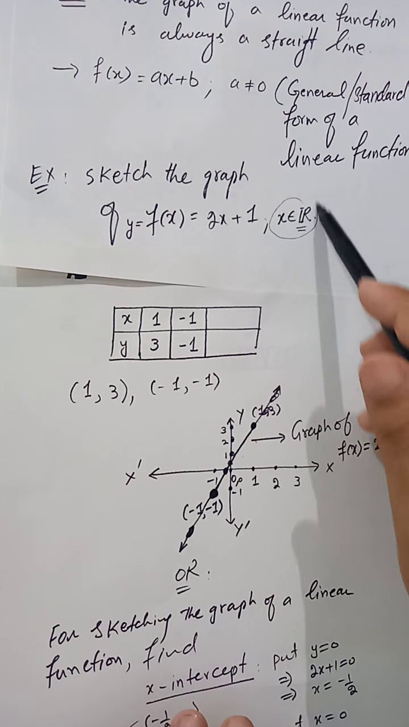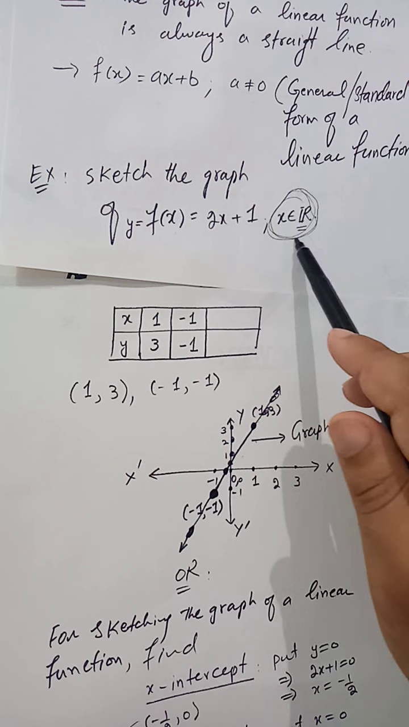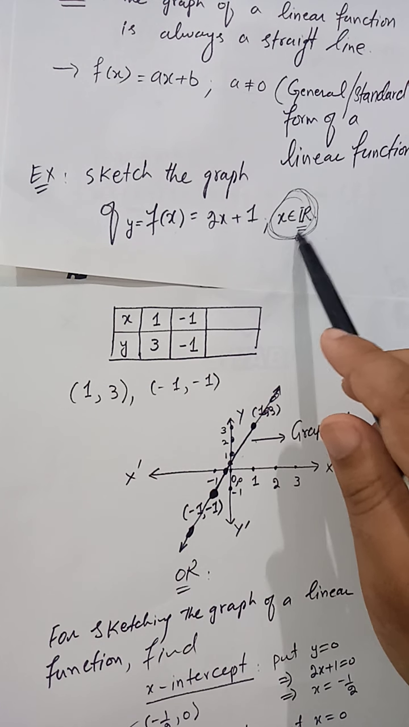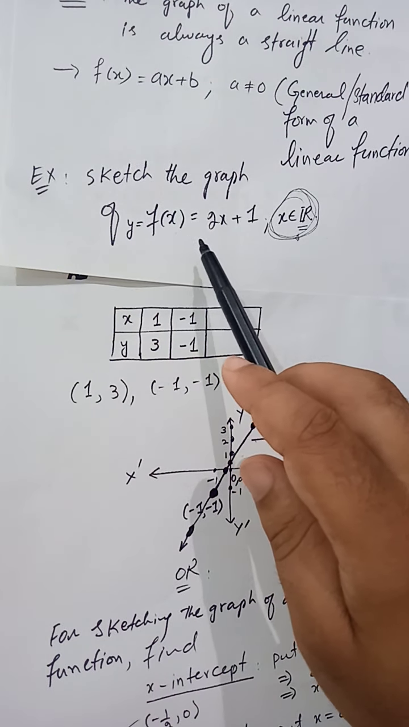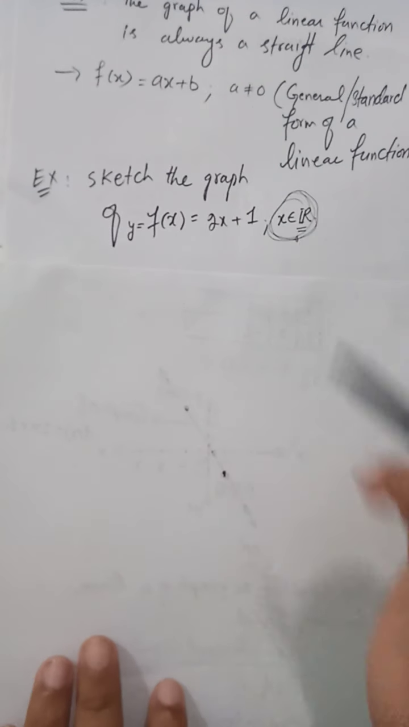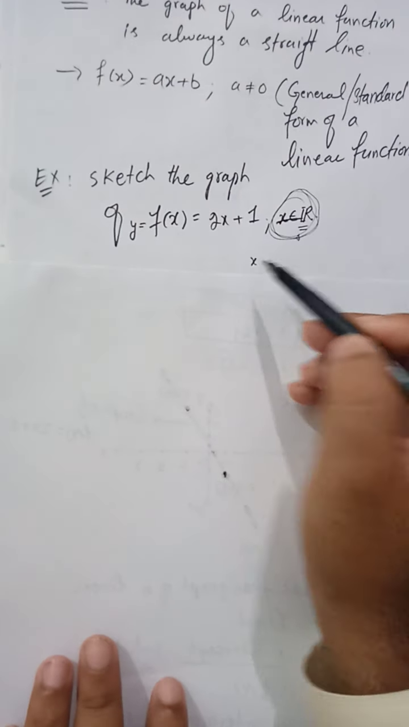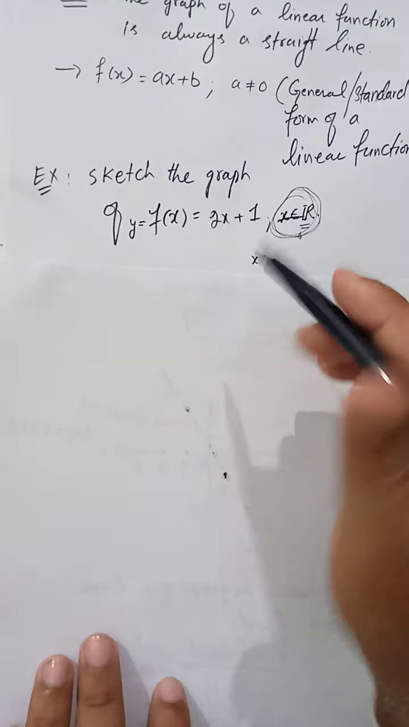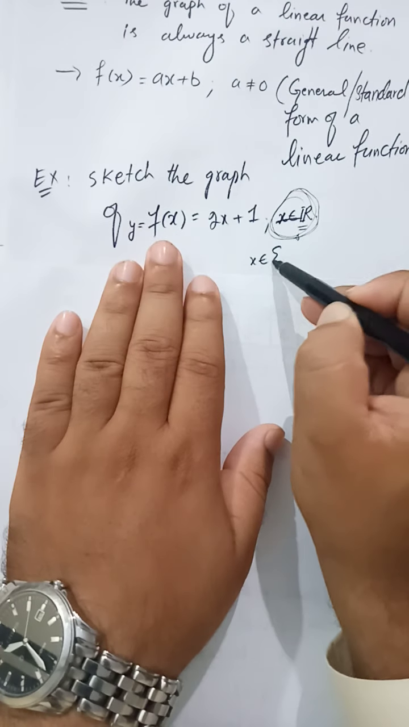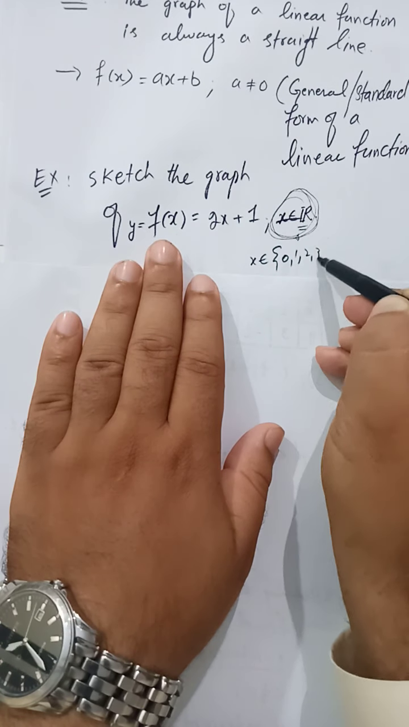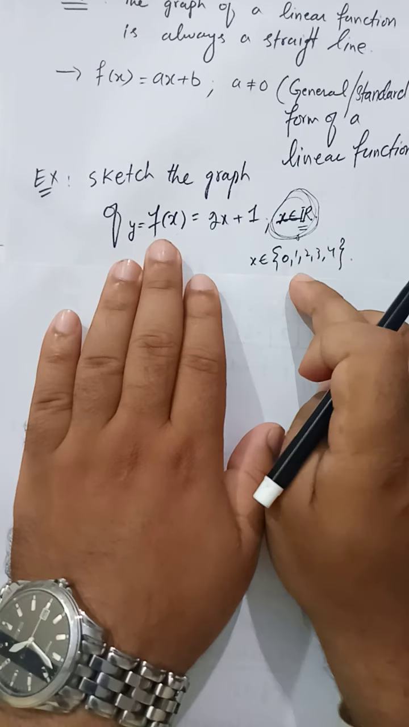Now, if the domain is not mentioned, you will consider R, because in general the domain of a linear function is the set of real numbers. But in the example in this question, x belongs to 1, 2, 3 and 4. So now this is your domain.